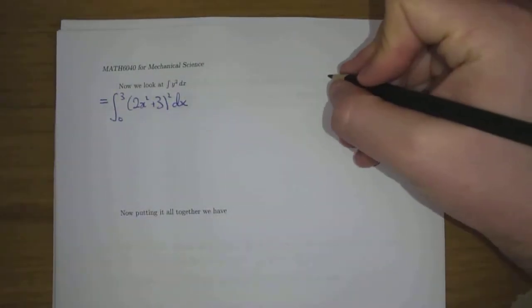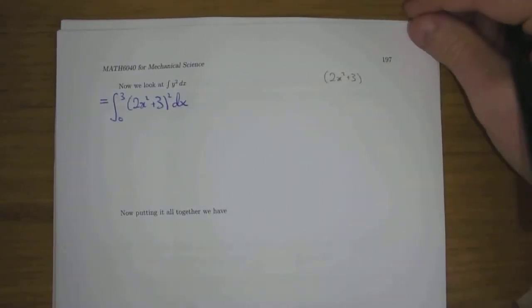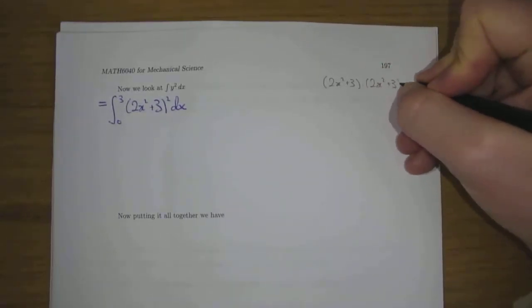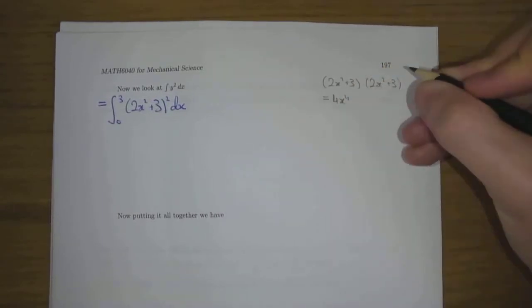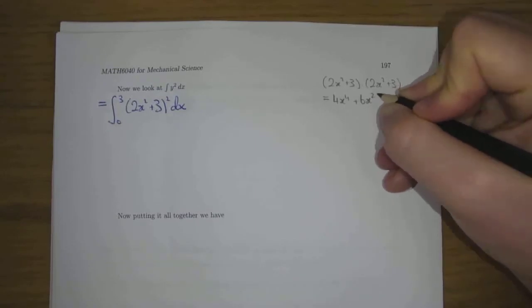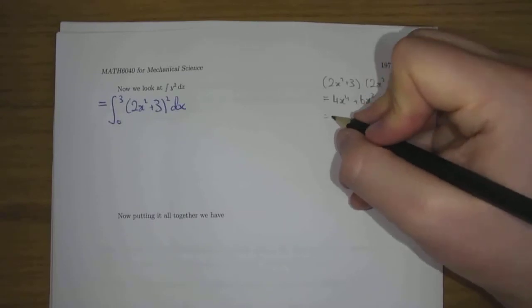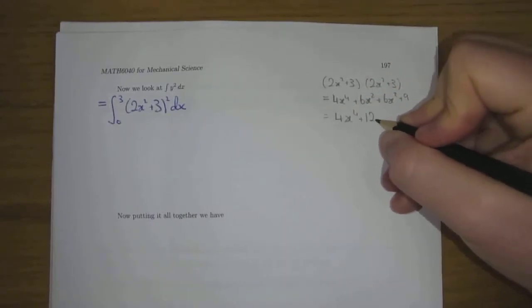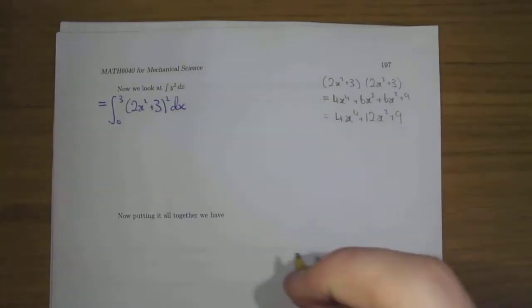You should try manipulation, and you should be thinking about multiplying out. So we'll do 2x squared plus 3 by 2x squared plus 3, see what we get, and that should be no problem. So 2x squared by 2x squared is 4x to the 4. 2x squared by 3 is 6x squared. 3 by 2x squared is 6x squared, and 3 by 3 is 9. And so we get 4x to the 4 plus, remember you can pause this whenever you need to, plus 12x squared plus 9. So we can rewrite the thing we're integrating as this.